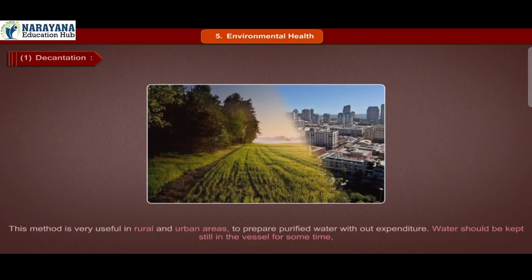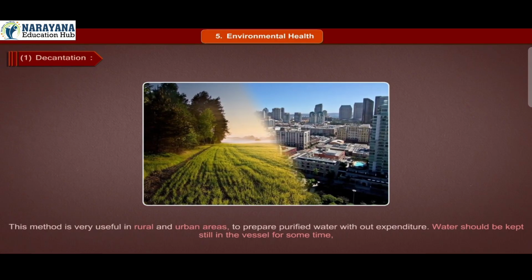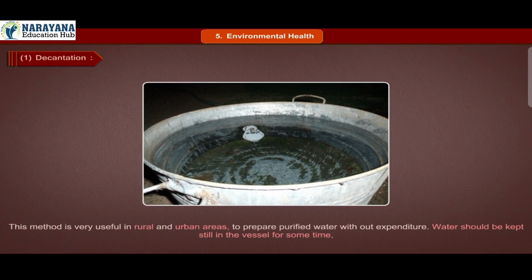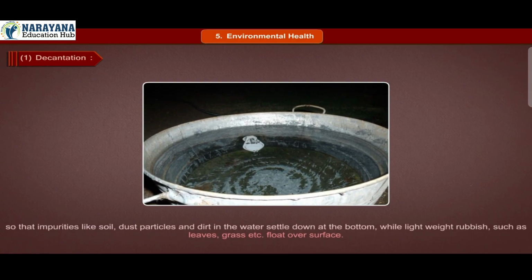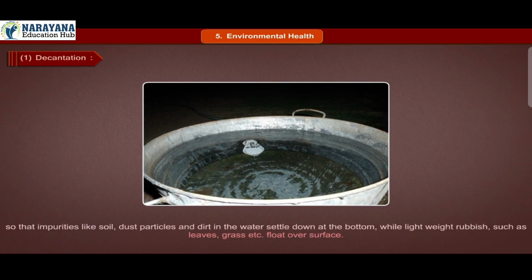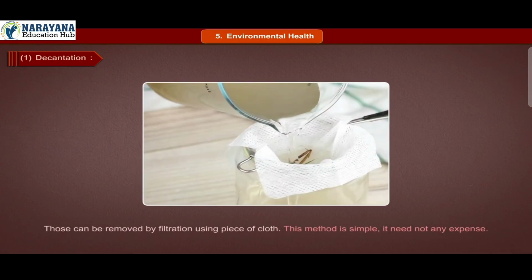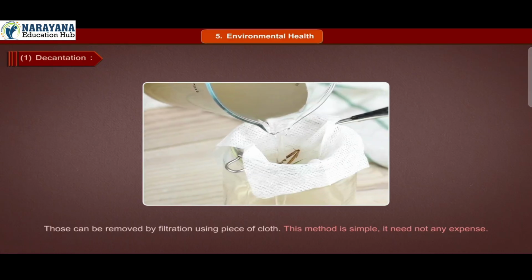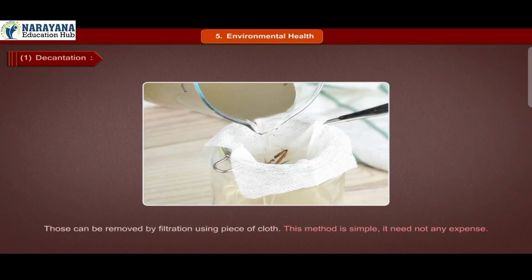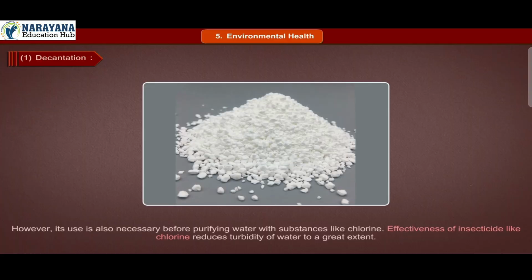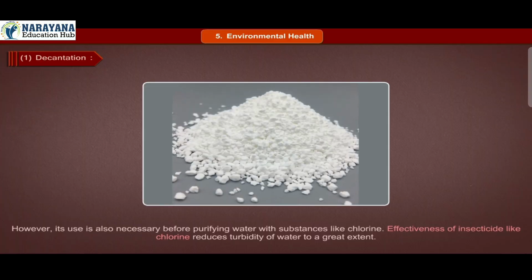1. Decantation. This method is very useful in rural and urban areas to prepare purified water without expenditure. Water should be kept still in the vessel for some time so that impurities like soil, dust particles, and dirt in the water settle down at the bottom, while lightweight rubbish such as leaves, grass, etc. float over the surface. Those can be removed by filtration using a piece of cloth. This method is simple, it does not need any expense. However, its use is also necessary before purifying water with substances like chlorine. It reduces the turbidity of water to a great extent, improving the effectiveness of insecticide like chlorine.